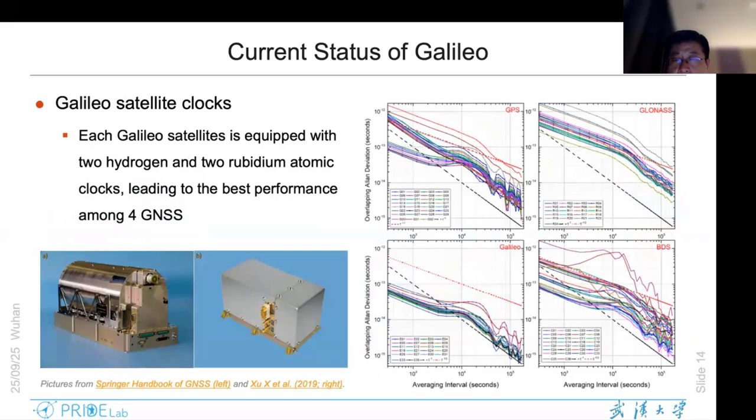You see the Galileo satellites, which are plotted in the bottom left panel. Their Allan deviations are much smaller compared to the other three, which means their clock precision and long-term stability are much better than the clocks of the other three constellations. This will make Galileo real-time positioning more stable, especially when you want to predict the clock corrections from the Galileo satellites. Then you can have more significant performance in real-time positioning.